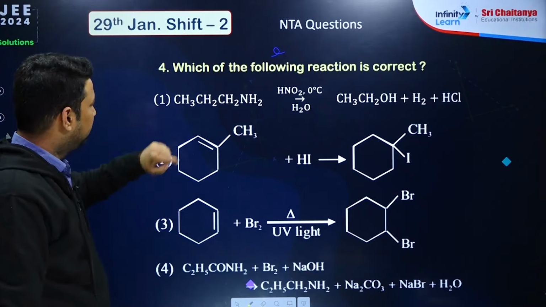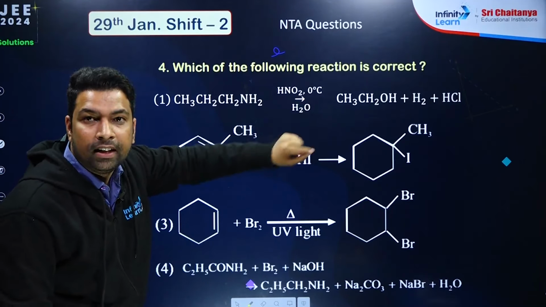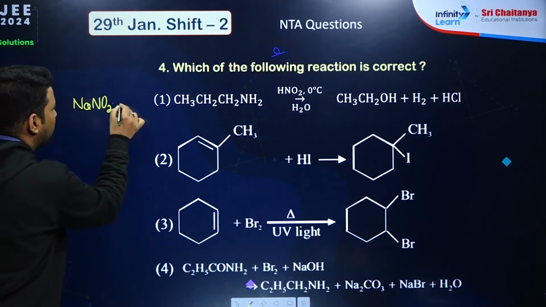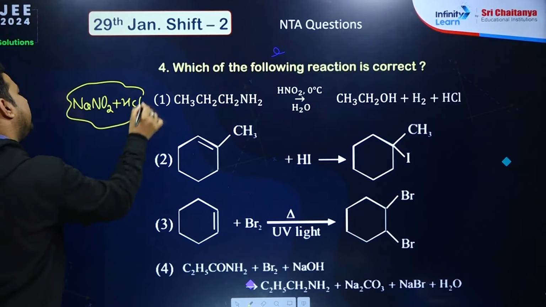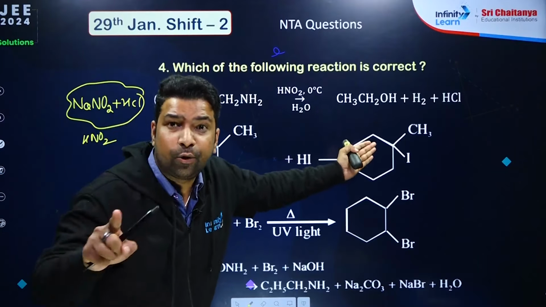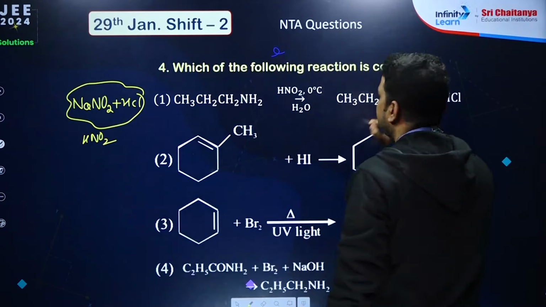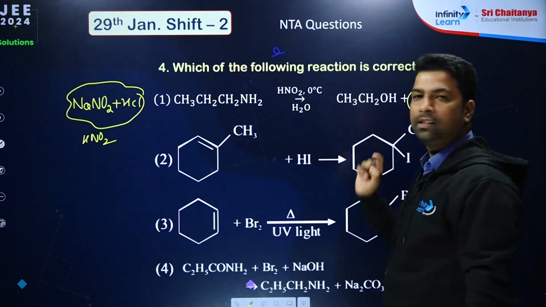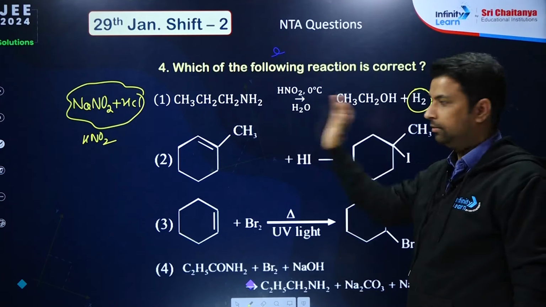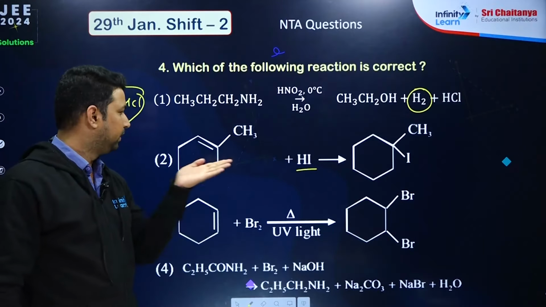The first option says CH3CH2CH2NH2 treated with HNO2 at 0 degree centigrade. In NCERT, NaNO2 plus HCl is given. This mixture is formally known as HNO2. This produces alcohol along with nitrogen gas, not hydrogen gas. The only change in the reaction is hydrogen gas. Hence, it is incorrect. If nitrogen were there, then it could be the correct answer. So this is incorrect.